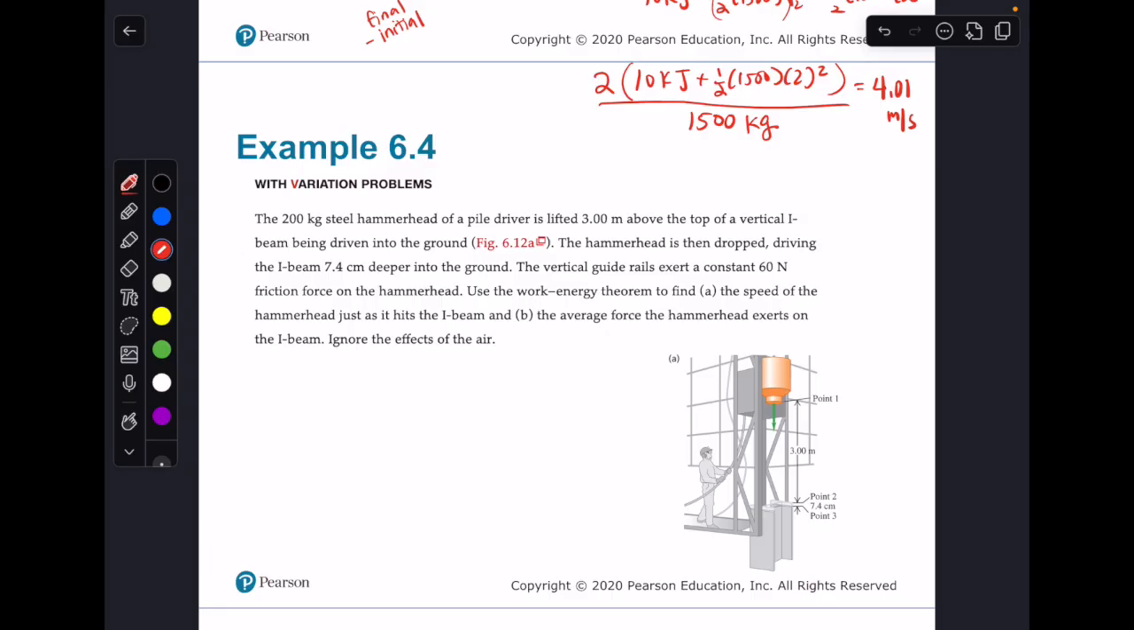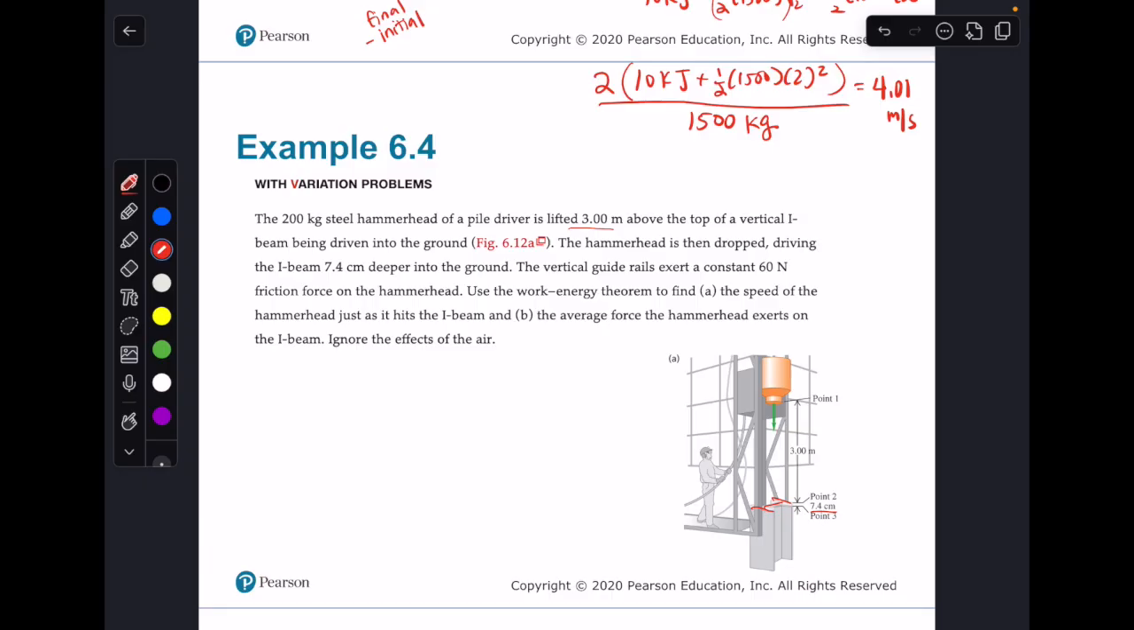So we have a 200 kilogram steel hammerhead of a pile driver, okay? So this gold piece here, a big object that we're going to assume is a point particle. And it begins at a point 3 meters above the top of an I-beam, okay? So above the thing it's going to hit. When the hammerhead is dropped, it drives this I-beam 7.4 centimeters down into the ground.